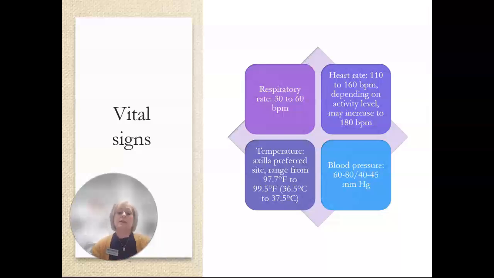So their heart rate, 110 to 160 is best, but it depends on their activity. Sometimes, if you get a baby and they're just screaming and mad, you might get a 180. But once that baby settles down and they're happy, it may go down to 150, and then it's normal. So we're going to look for that.